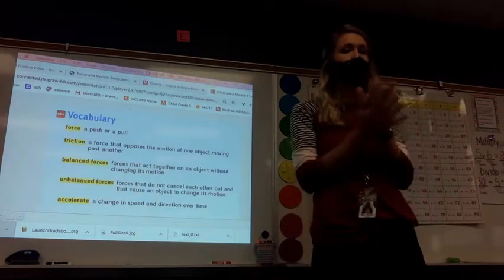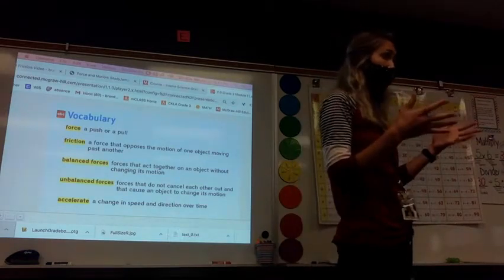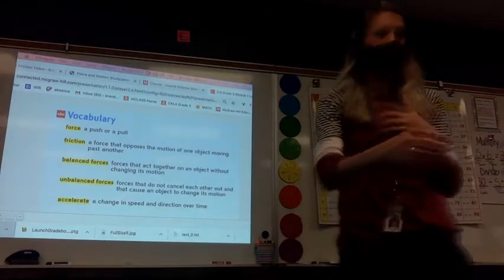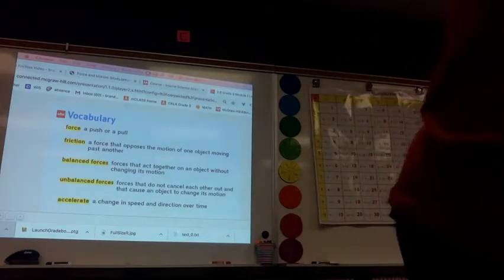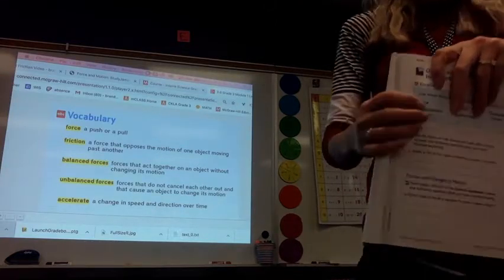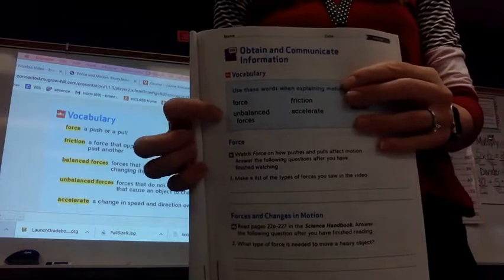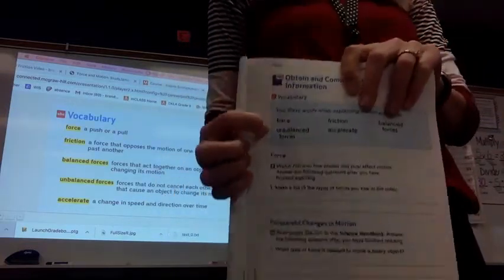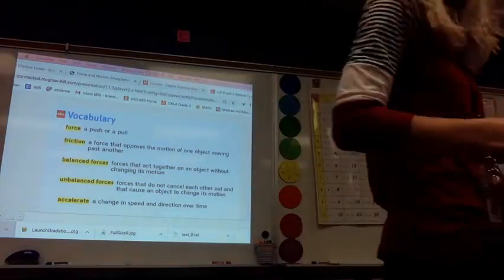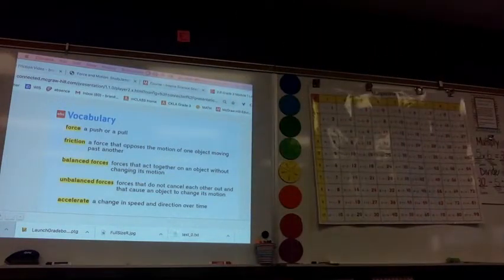So if you guys are all on page what? 25. Page 25 of your science workbooks. We have the vocabulary words up top, and then you have some questions that go down below. So we're going to take a few minutes to do this, okay? So we're on page 25. We have those vocabulary words.